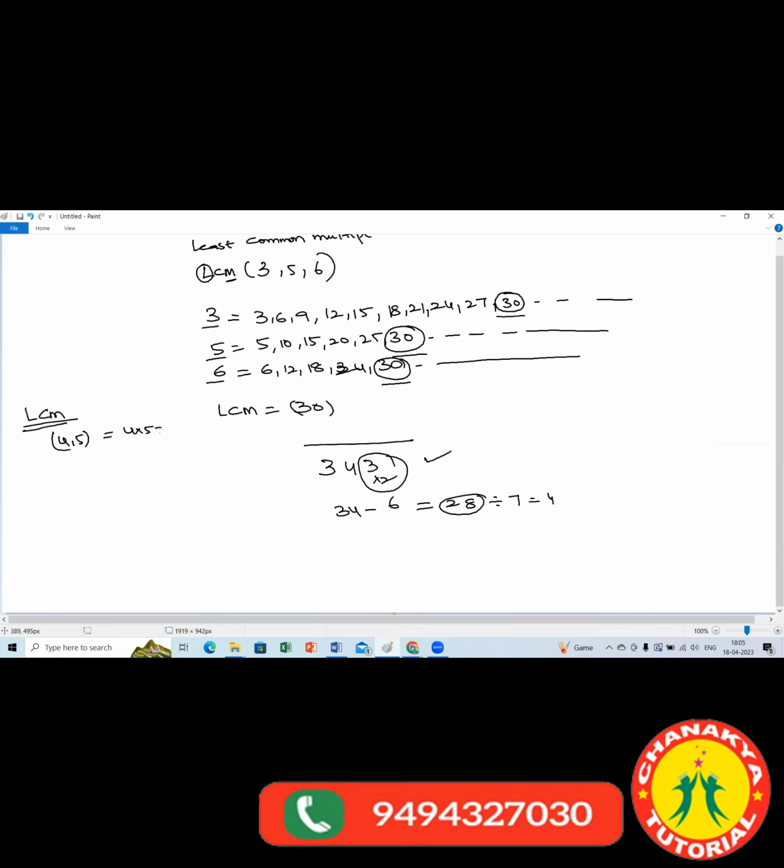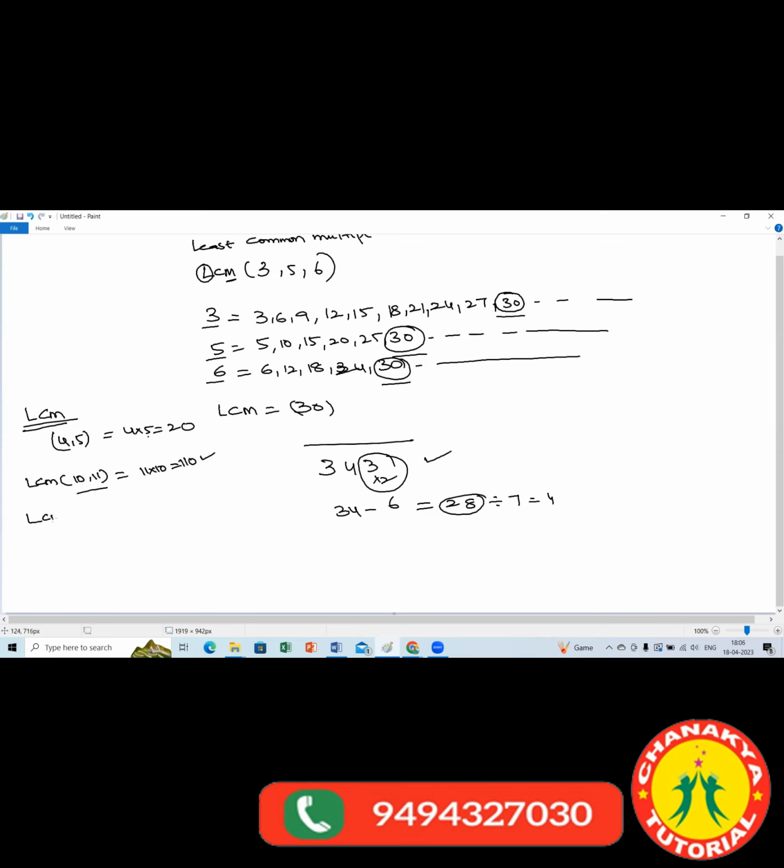Just make them as a product. 4 5s are 20. Not only this, any consecutive numbers like 10 and 11. What is the LCM of 10 and 11? Product of these two numbers. 110. This is one technique.